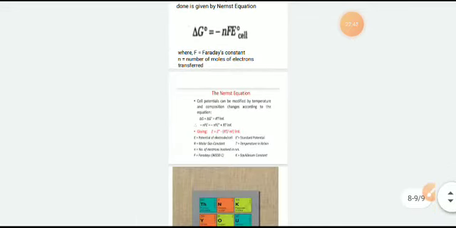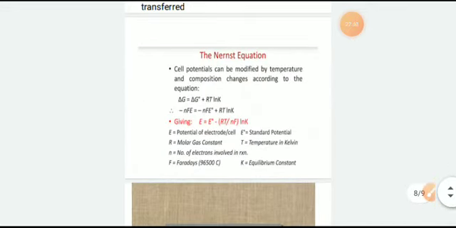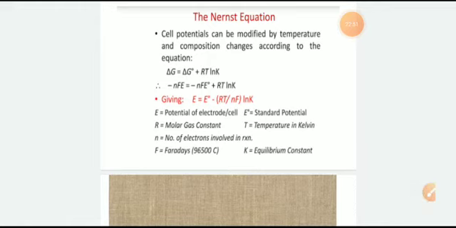And by the Nernst equation we are getting a simpler equation as well for the ΔG value. So we can determine the ΔG or ΔG° value to find whether the reaction will be spontaneous or not, and by this equation we can also determine the ΔG value as well.